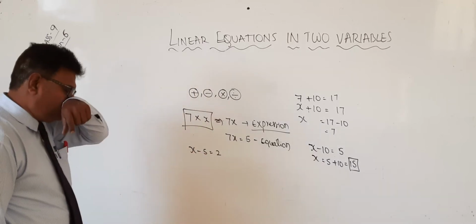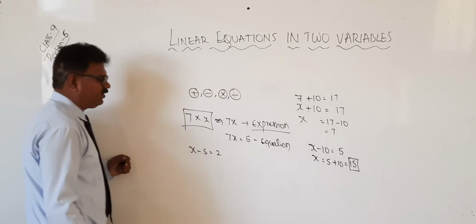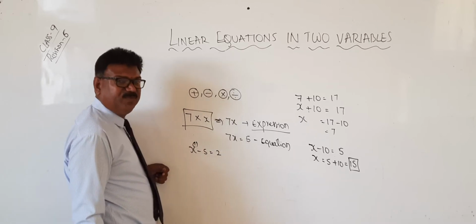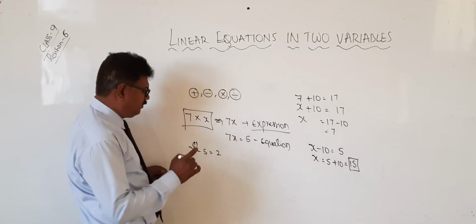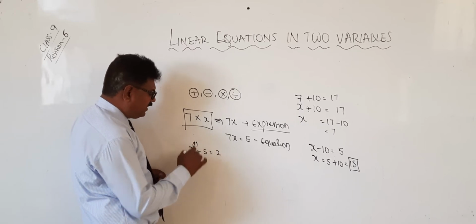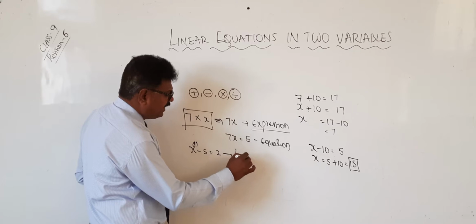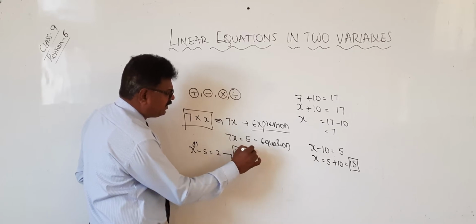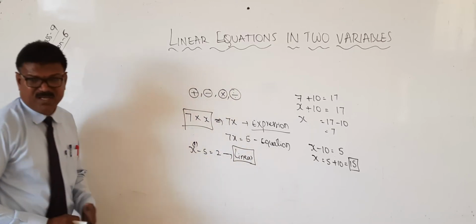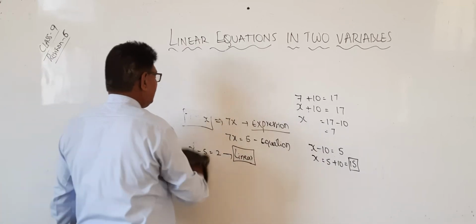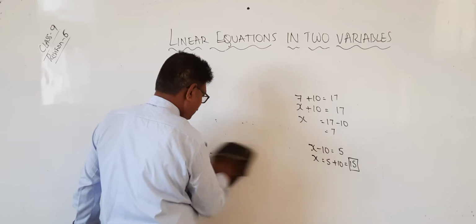Do you know powers? Yes, we have powers. That is degree. No power written means power is 1. That means x power is 1. Therefore, this kind of equation is known as a linear equation. Now, I will take some more examples like this.